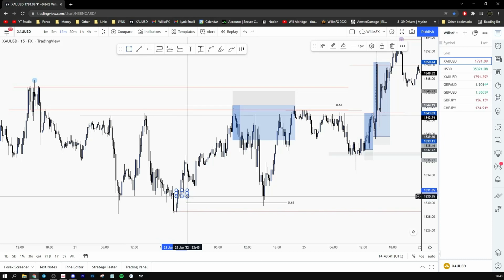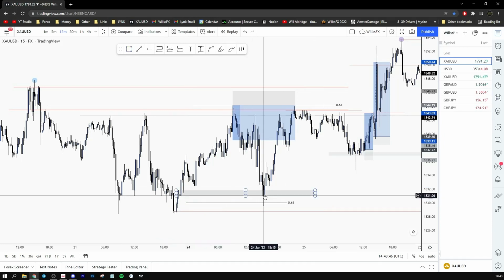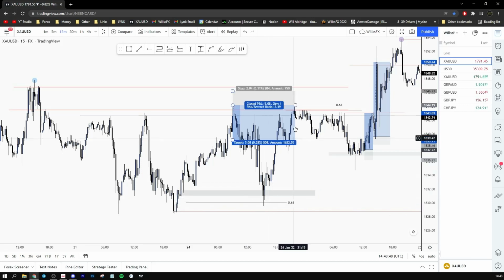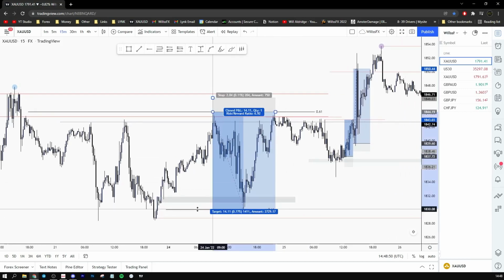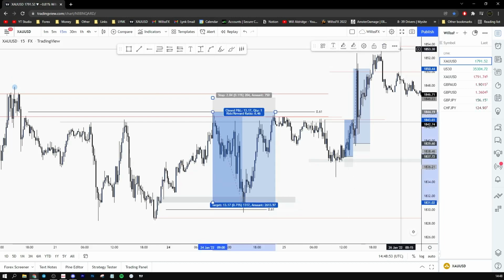You could say this whole thing's the order block because it's only 15 minute. Draw that across, boom, 1, 2, 3 taps. You've got a tap of the 61, and then price goes to the upside. So let's just say it's that area 1 to 6.